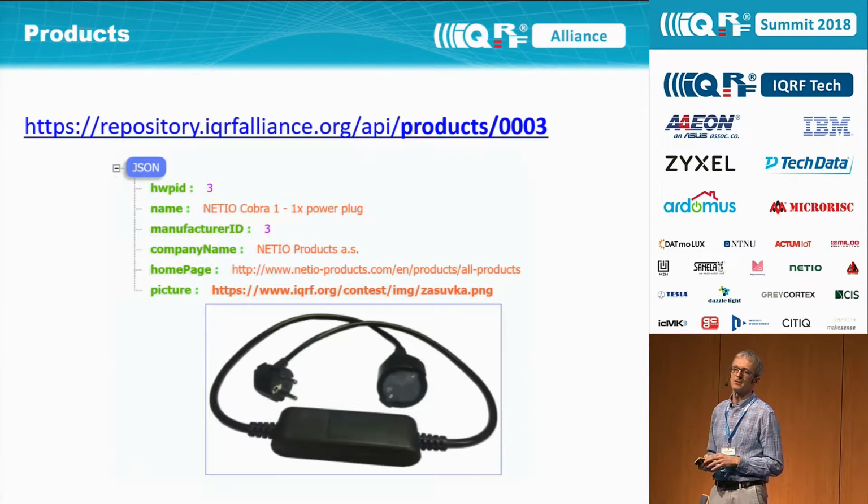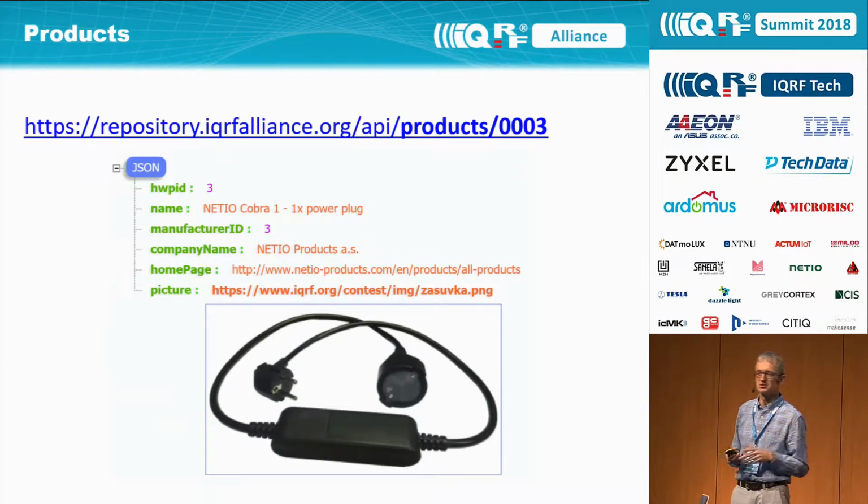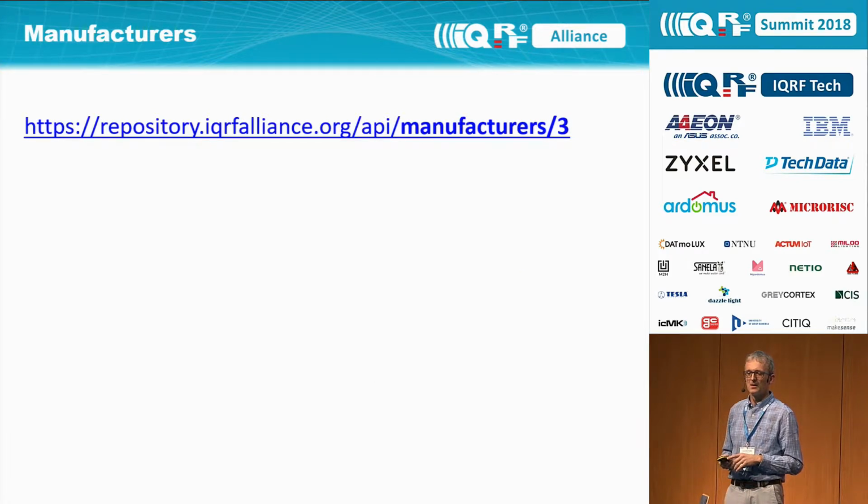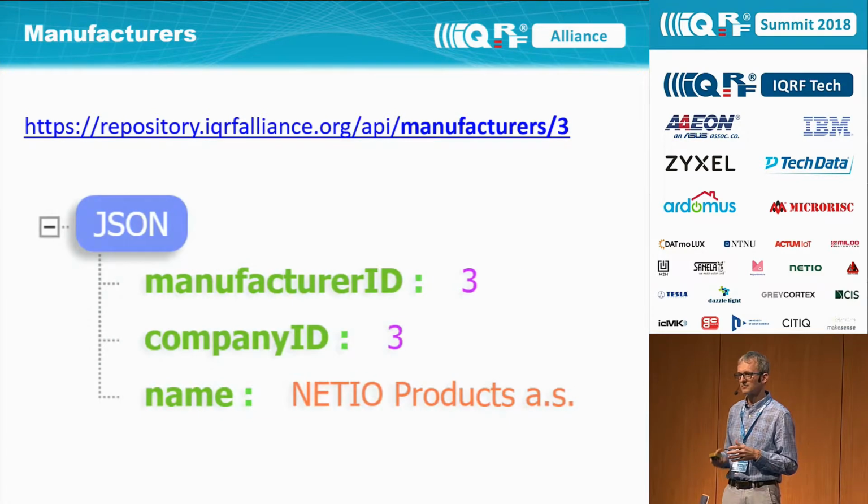The basic object is the product, of course. The product is the end device that IQRF is using. By a simple URL with the hardware profile ID of the product, you will find the details about the product: the name, manufacturer, homepage, picture, and so on. You can also find out small details about the manufacturer and the company. In this case, the manufacturer ID is 3, so the simple query is manufacturer/3. You will know the name of the company.